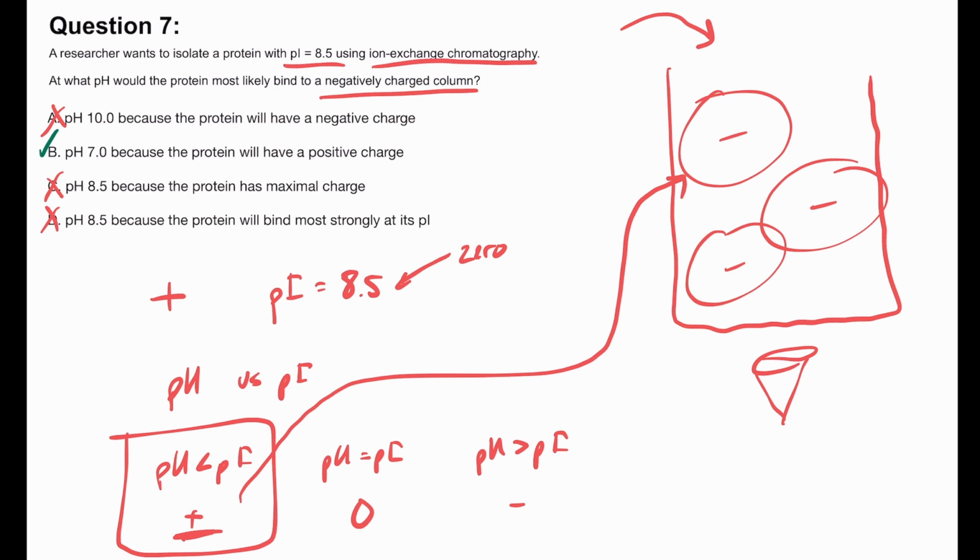And so look, even by knowing just the relationship of pH versus pI, you can ignore all this material in the answer choices. You just have to look at the pH values to see which answer makes sense. And so that's why it's super important to have a solid foundation in these relationships.